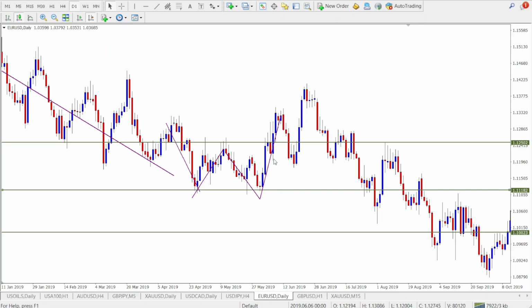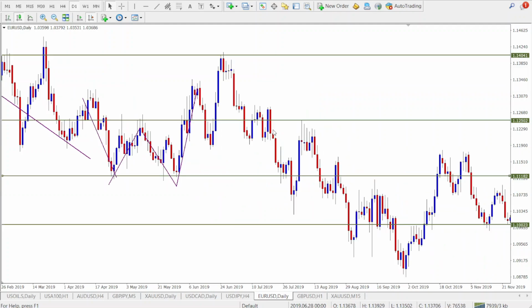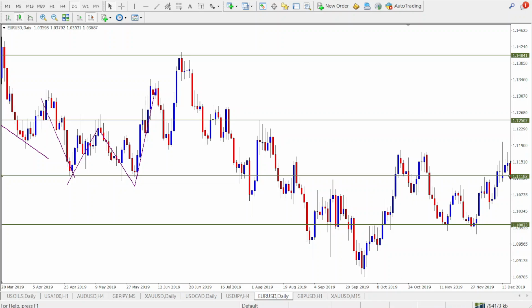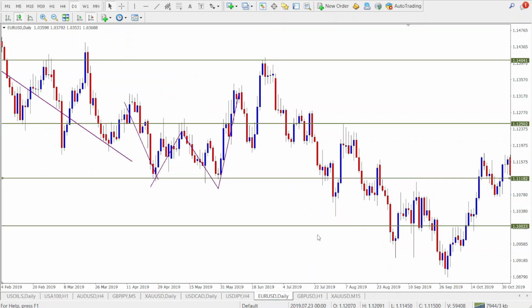Then your target should be equal to the distance between the bottoms and the neckline, meaning our profit target should be around here. And you can see that it's kind of accurate, because after that you can see that a reversal actually happened. Now, this risk management approach helps you trade these patterns safely and effectively.